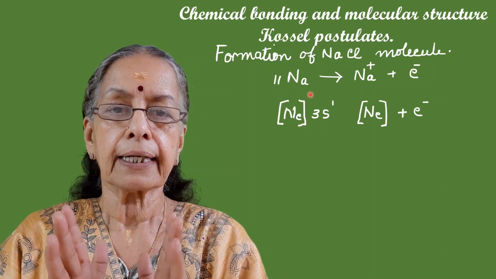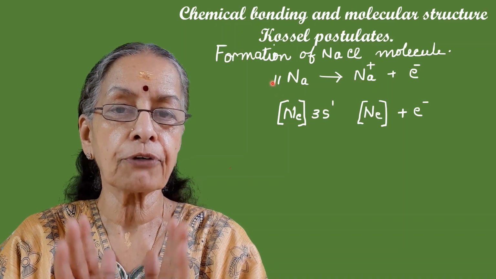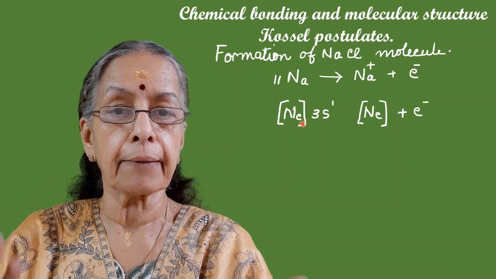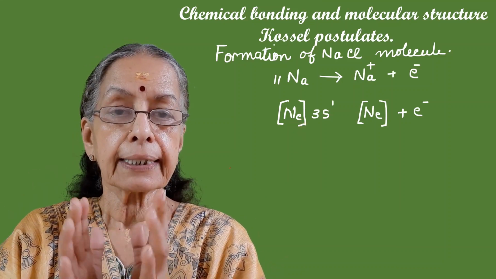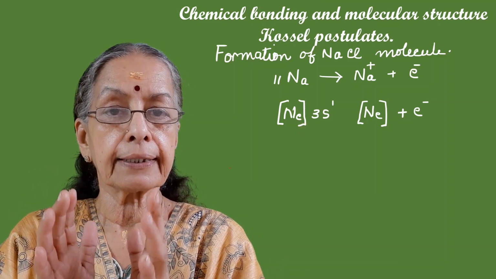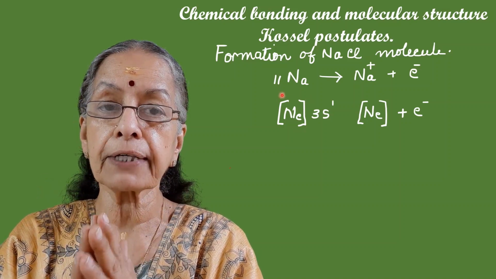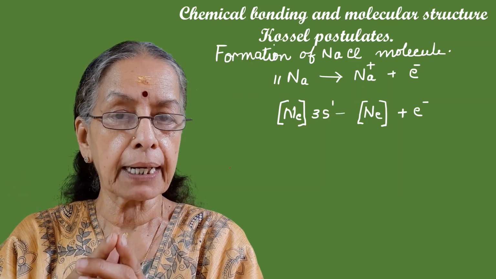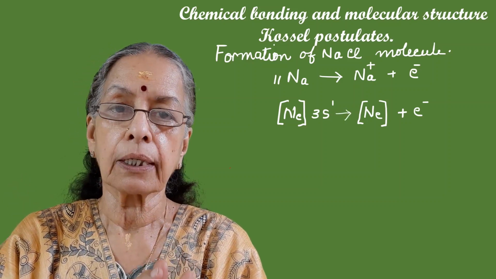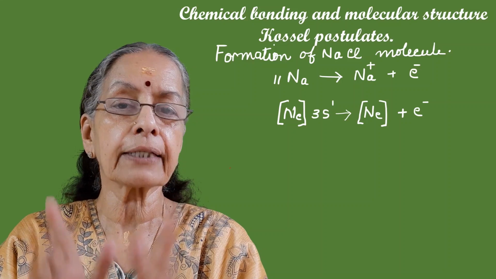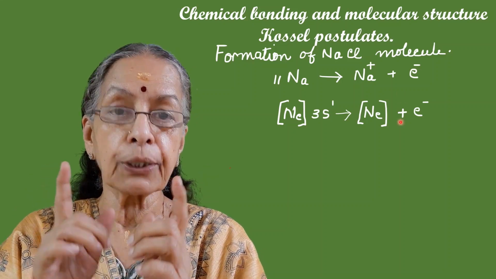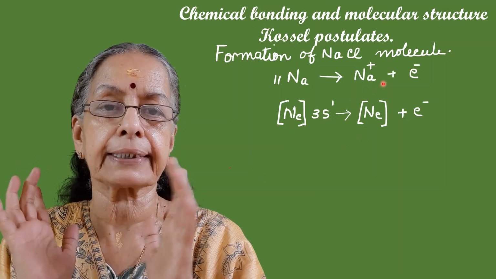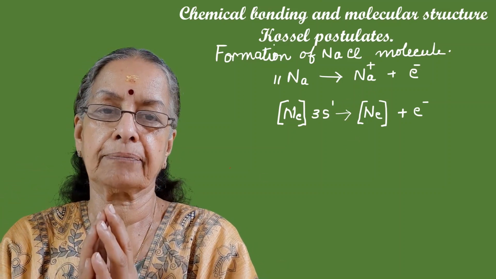That makes the electron configuration of sodium. For neon, the atomic number is 10. When sodium loses 1 electron, it has only 10 electrons. Then that is equal to the electron configuration of neon. So the sodium atom has become a sodium ion and it has attained the electron configuration of the noble gas neon. That is the stable octet structure in the valence shell.